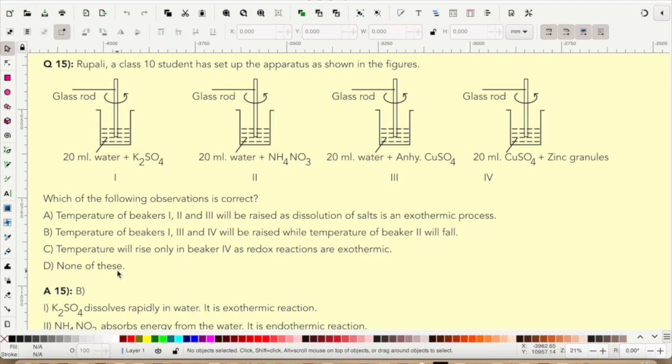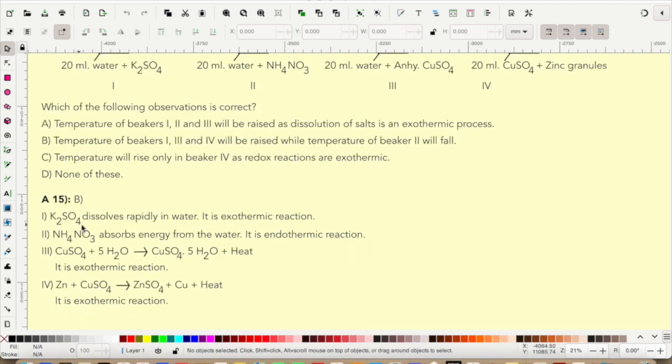Let us find out. In beaker 1, K2SO4 dissolves rapidly in water, so it is exothermic reaction, means temperature of this beaker will rise. In beaker 2, NH4NO3 absorbs energy from the water, it is endothermic reaction, so temperature of beaker 2 will fall. In beaker 3, copper sulfate will react with water and water molecules will be attached to it and heat will be liberated. So it is exothermic reaction, means beaker 3's temperature will rise.